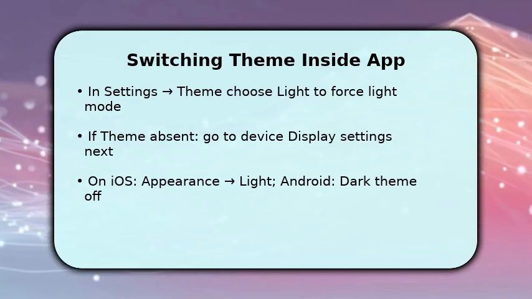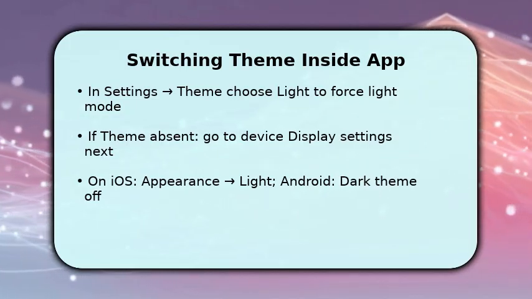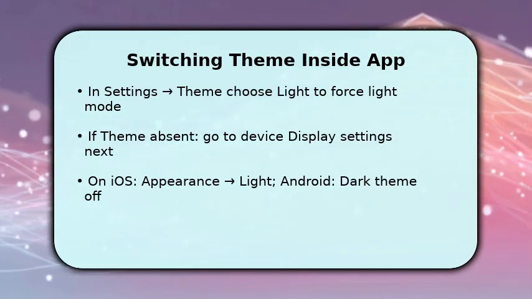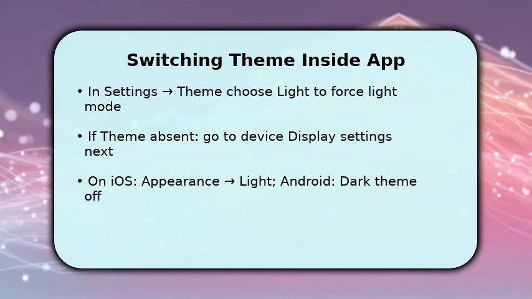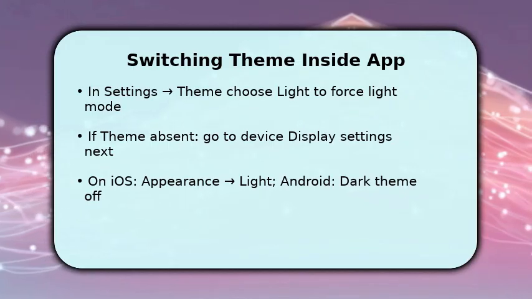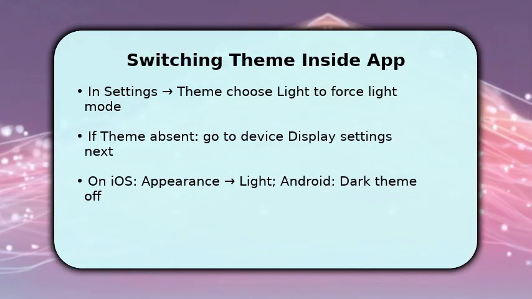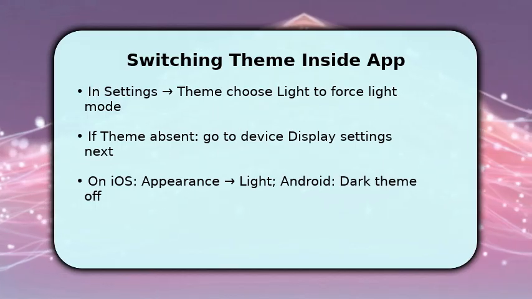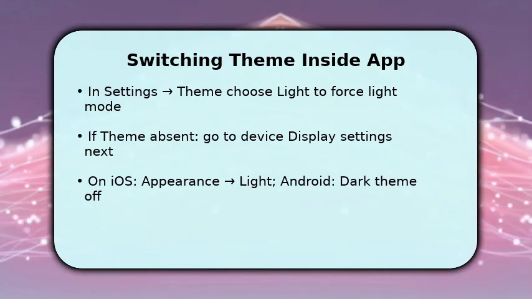If the theme option is absent, Instagram follows your device preferences, so open your phone's display or appearance settings. On iOS, set appearance to light. On Android, disable dark theme or set device theme to light. After changing system settings, return to Instagram, and the app should reflect the light appearance.